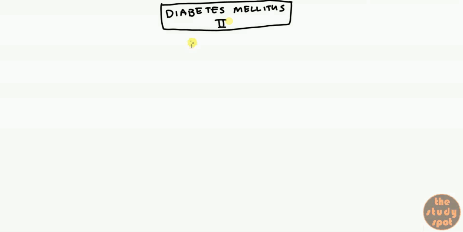Diabetes Mellitus Type 2 is anytime a patient has peripheral insulin resistance, meaning they're producing insulin, but the receptors in the muscle and adipose tissue are not responding to it well. So the body's not responding to the insulin as it should. It's either suboptimal or it's not responding at all.